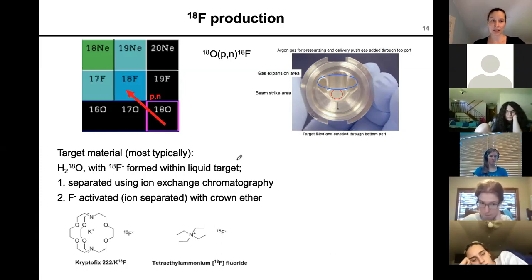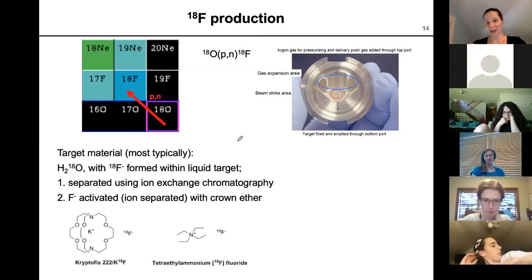So the first thing that needs to be done is a very efficient separation of the oxygen 18 water that the fluorine 18 is dissolved in. This is done using ion exchange chromatography. We can take advantage of the single negative charge of the fluorine 18 versus the lack of inherent charge of the water molecule to carry out the separation.